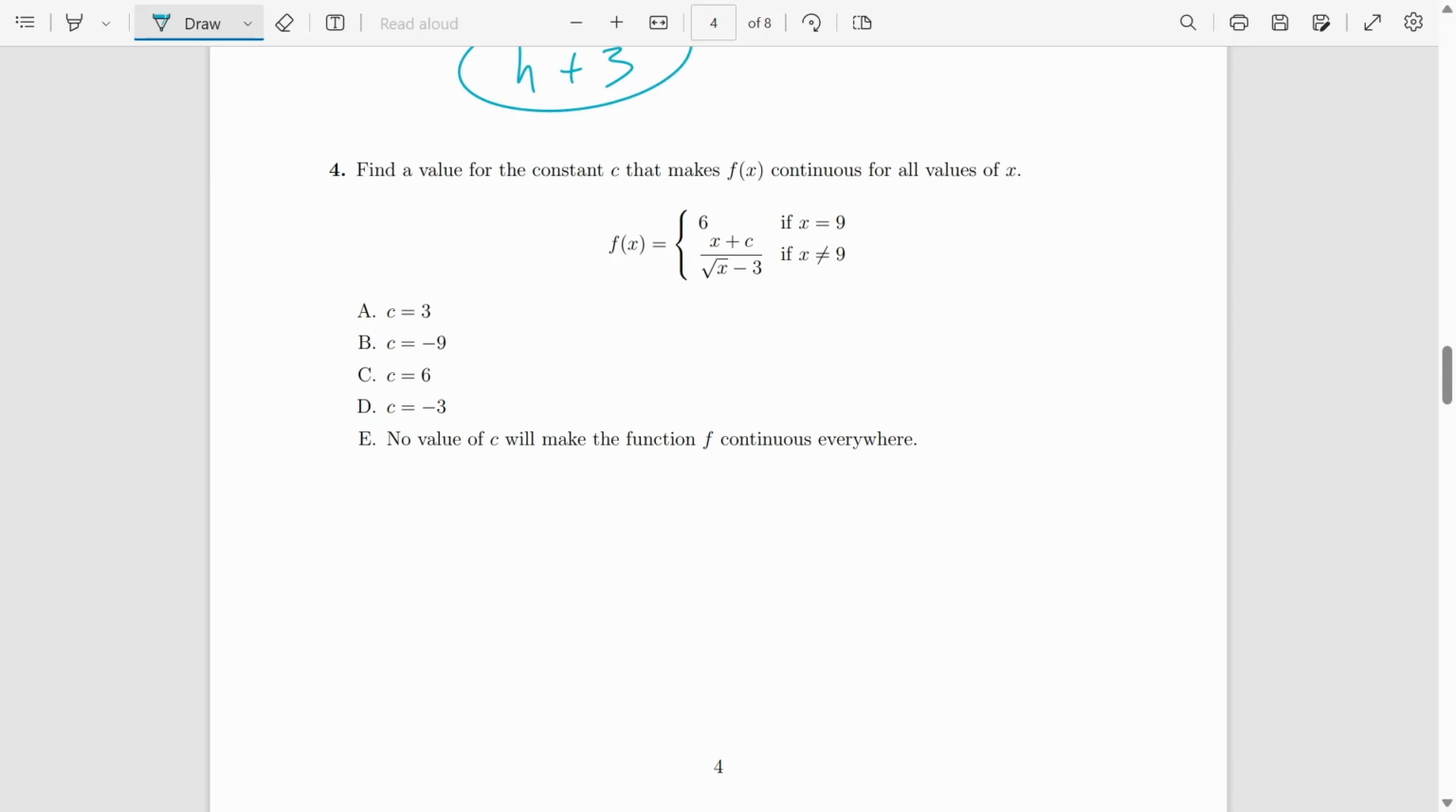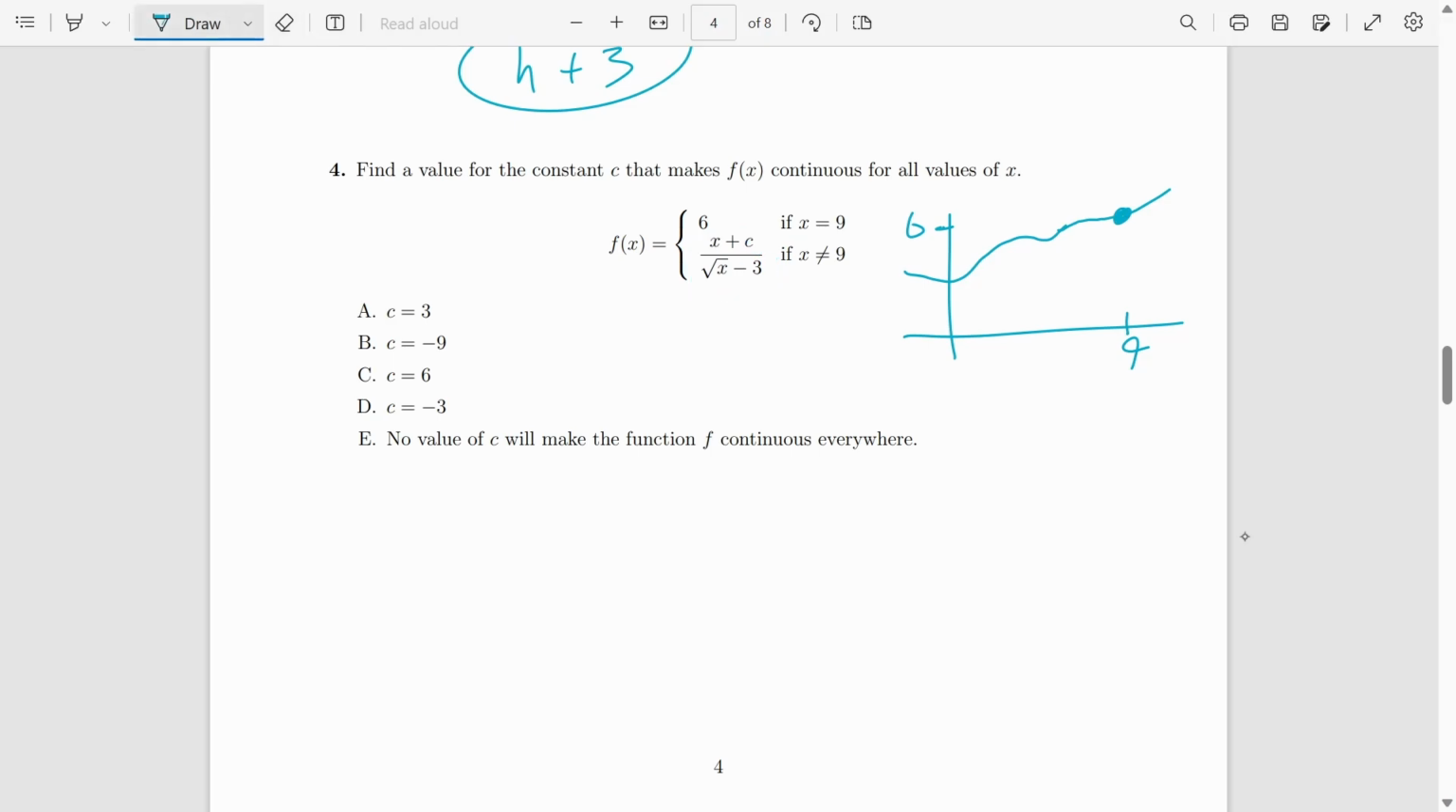All right, question 4. Find a value for c that makes this piecewise function continuous for all x values. So let's just understand what this function is. Specifically at the x value of 9, let's graph this out. Specifically at x equals 9, the function equals 6. Anywhere else, it's defined by this function. So who knows what it looks like? Maybe it's like whatever. We need to find a value for c where this function hits that line, basically.